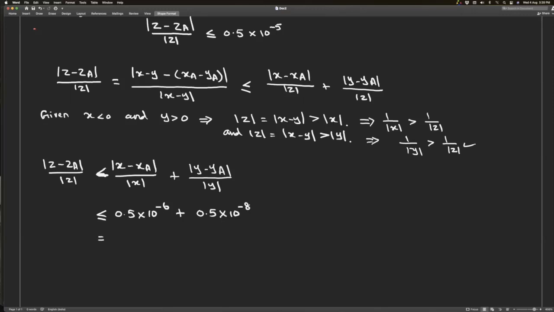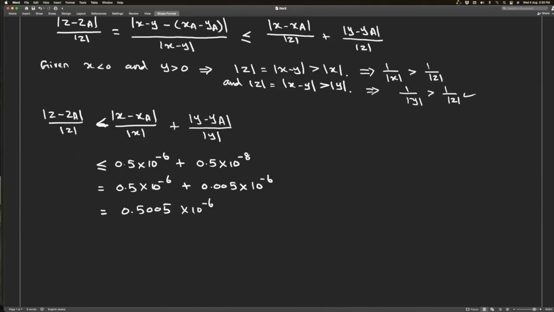Therefore, I will write the same numbers: the first term I will keep as it is, and the second term I will write as 0.005 into 10 to the power of minus 6. Now I can comfortably add and get 0.5005 into 10 to the power of minus 6. But we want to get something like 0.5 into 10 to the power of some number, right? But we have something greater than 0.5 here.